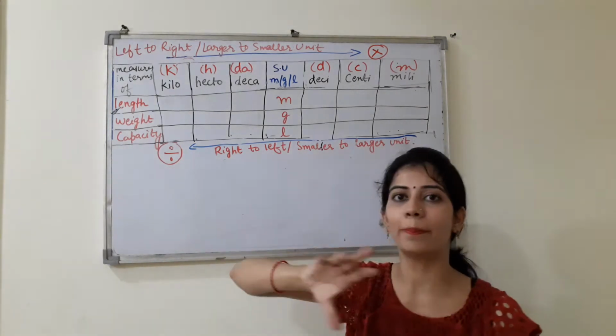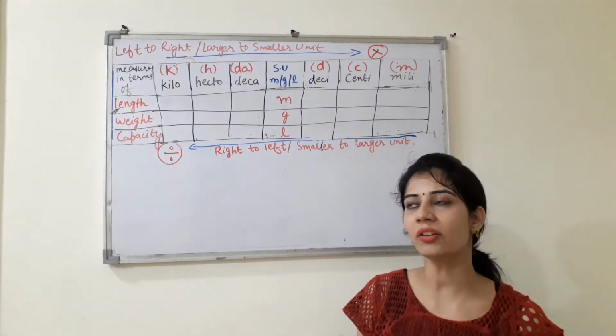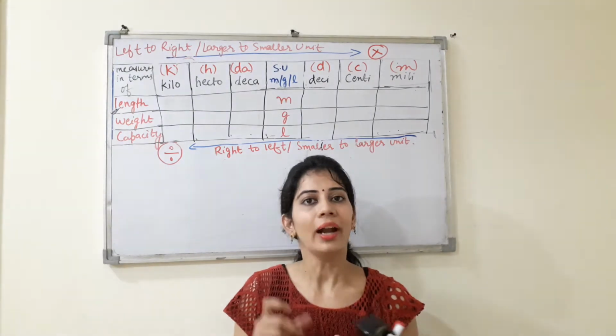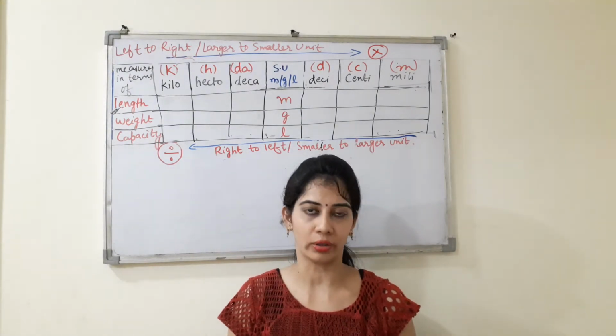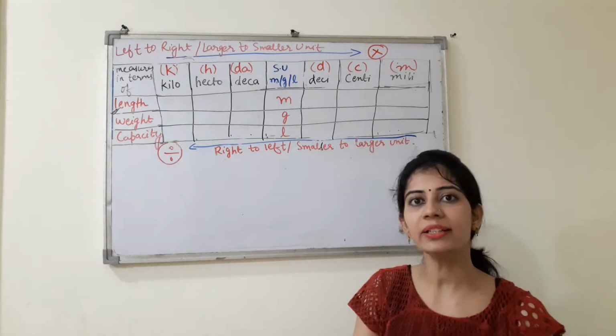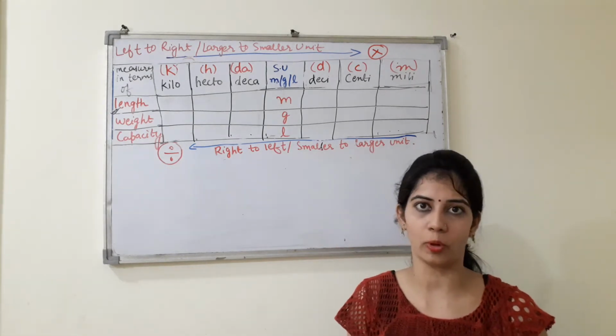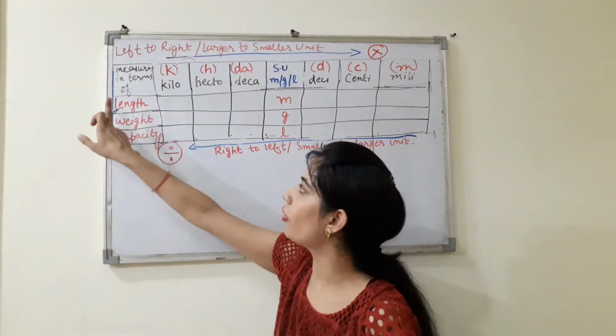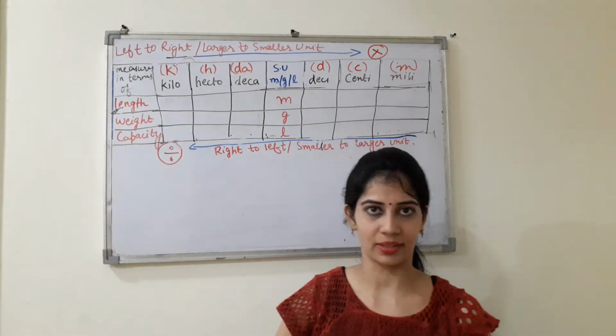And third is your capacity. Capacity is the volume of something. Like suppose if I have a water bottle and it contains 1 liter of water, so that 1 liter is the capacity of that water bottle, right? So we can measure anything in terms of length, weight and capacity, right?